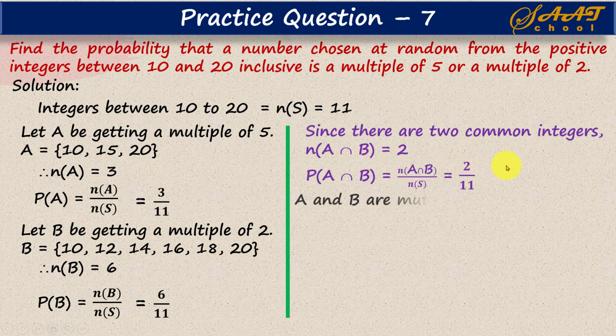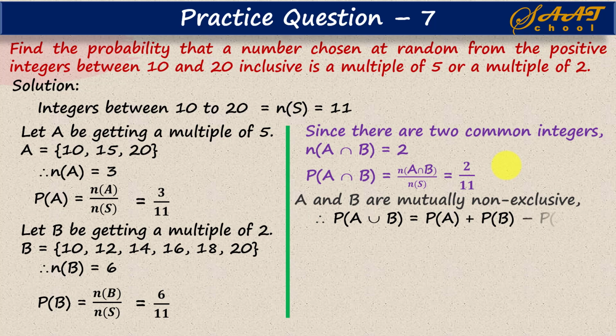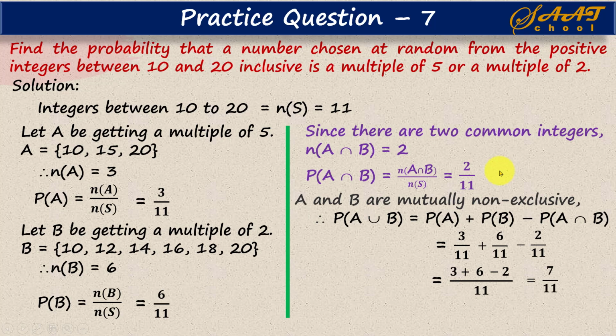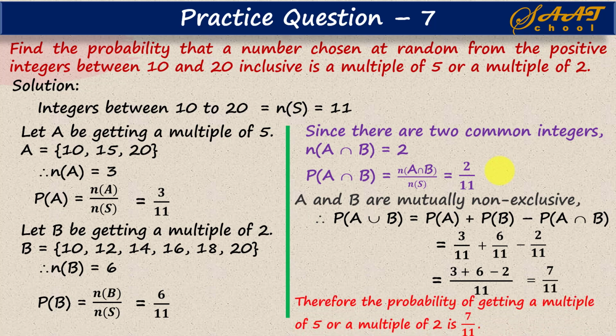Now for mutually non-exclusive events, we have a relation for probability of A union B, which is P(A) plus P(B) minus P(A intersection B). We have P(A), which is 3 by 11, and we have P(B), which is 6 by 11. And similarly, we have P(A intersection B), which is 2 by 11. Now, if you simplify, that should be equal to 7 by 11. And that is the probability of getting a multiple of 5 or a multiple of 2, which is 7 by 11 in this case.